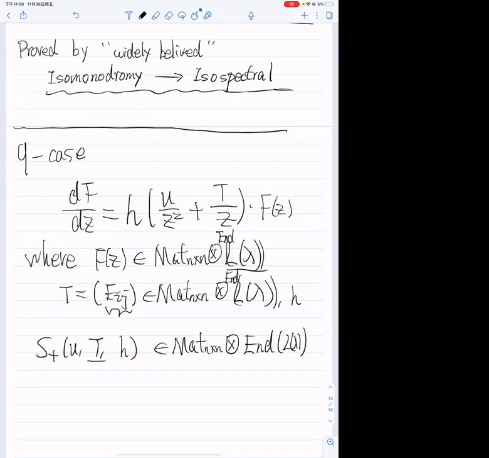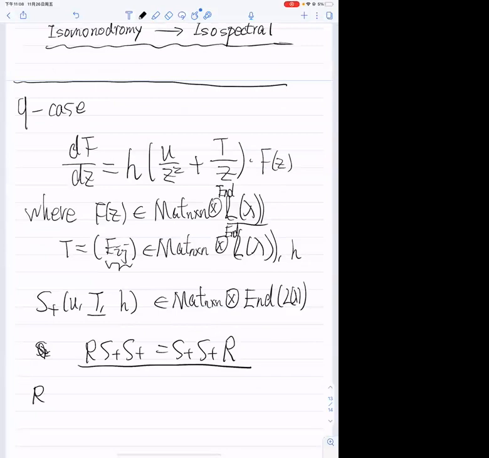Then the S plus satisfies the RLL relation. So this is exactly a quantum version of Boalch's theorem. Recall that Boalch proved that the classical Stokes matrix satisfies the classical RLL relation. Here, this R is a standard R matrix inside the endomorphisms of C^n tensor C^n. We use a tensor notation like 1, 2, 2, 3, and so on.